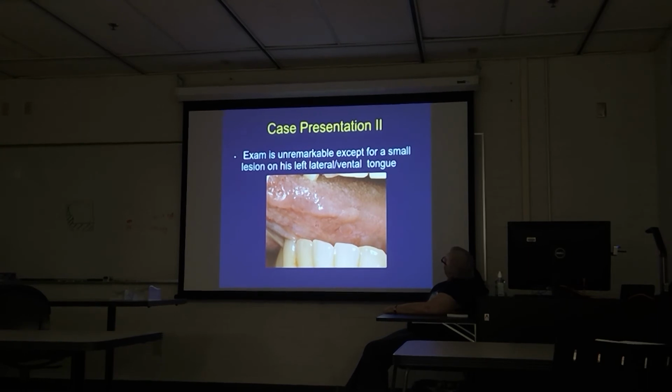Okay, so there you are. Exam is remarkable except for a small lesion on his left lateral ventral tongue. So this is it. How they spotted that is beyond me. It's so normal colored. But probably we get such random bumps in our tongues. It's probably thickened. This is the kind of thing that the dentists are supposed to pick up, guys.